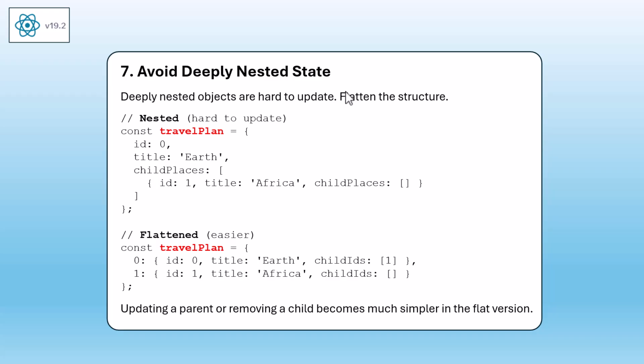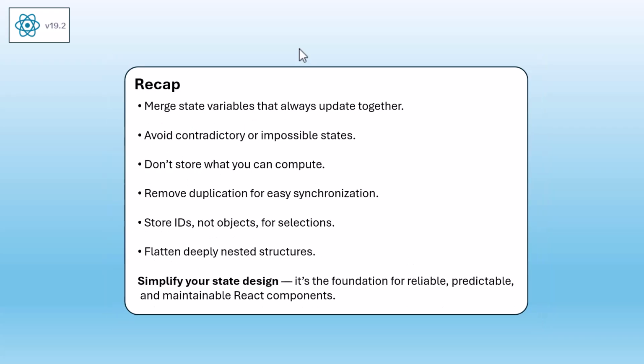You can still represent relationships between elements, but your updates remain straightforward and predictable. And if you ever find yourself struggling with nested updates, that's usually a sign that flattening the structure will simplify your life. 8. Recap. Let's summarize the main takeaways from these principles.